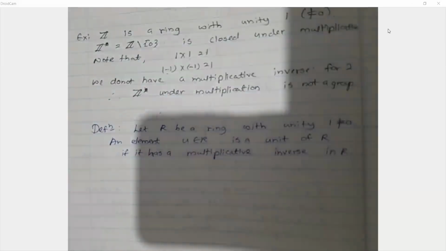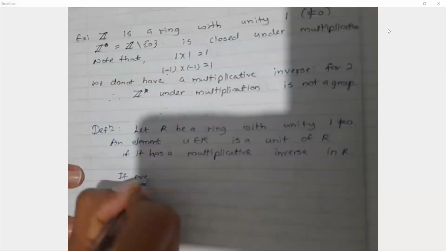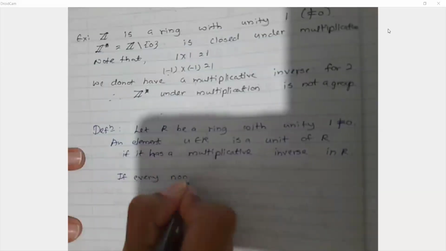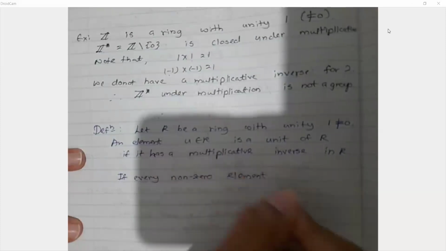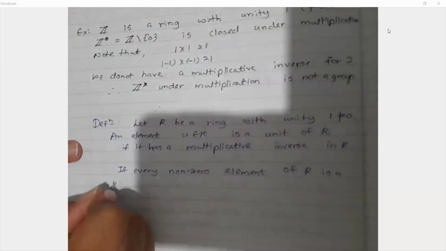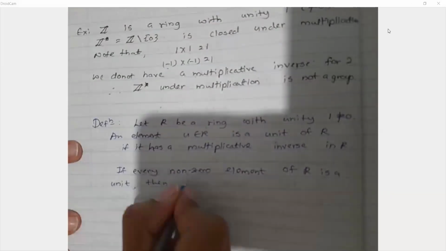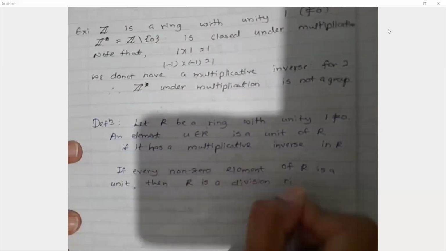If it has a multiplicative inverse in R, right? And if every non-zero element of R is a unit, then we say that R is a division ring or skew field.